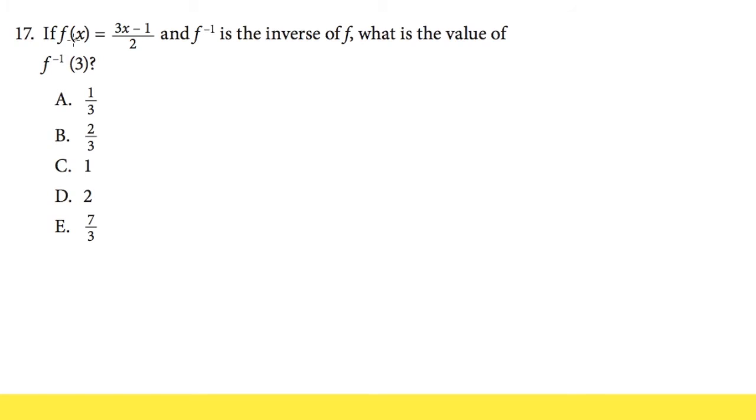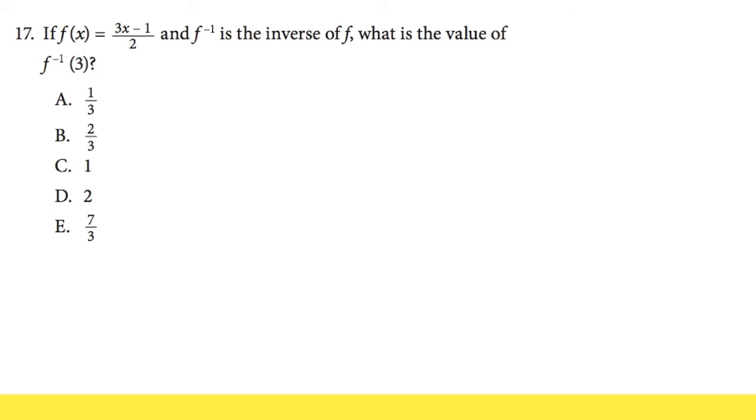For number 17, we are given the function f of x is equal to (3x minus 1) all over 2. And this notation right here denotes the inverse of f. We're trying to find the value of the inverse of f when we plug in 3 there. This is how I wanted to show you: we are going to first write an expression for the inverse of f, then plug in 3 there, and then just do a computation.